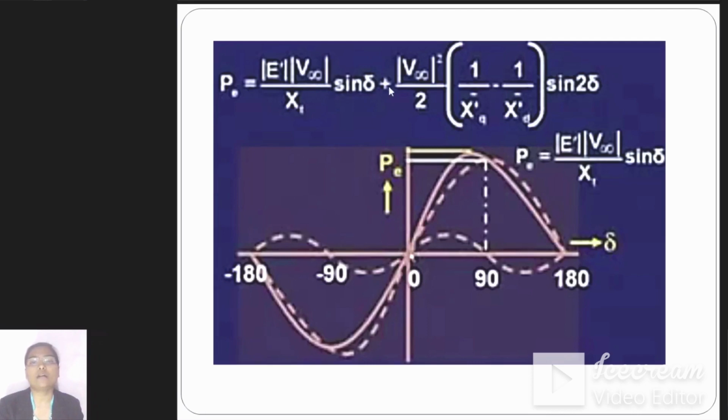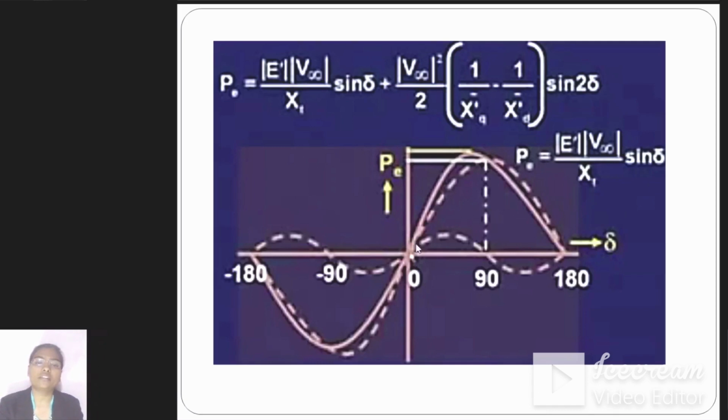So your total electrical power transfer can be written as the product of E dash into V infinity by xt sine delta, plus modulus of square of V infinity by 2, into 1 by xq dash minus 1 by xd dash, into sine 2 delta. This second term consists of the quadrature and direct axis components of the reactances and sine 2 delta. This is for the salient type of rotor, whereas P equal to modulus of E dash into V infinity by xt into sine delta is for the cylindrical rotor.